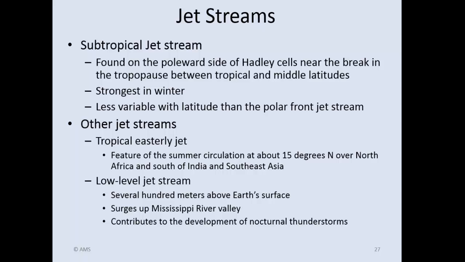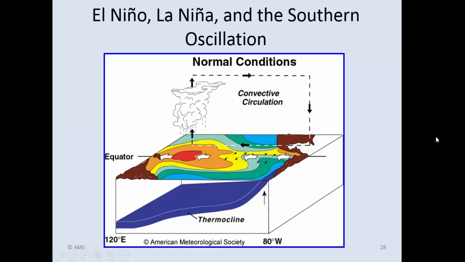Just for your information, we have a tropical easterly jet. You can see this occurs over North Africa for the most part. We have one that's relatively newly discovered, the low-level jet stream, that's occurring only a few hundred meters above Earth's surface in the Mississippi River Valley. And this is not well understood. There's a lot of research going on into this. But this low-level jet stream can feed into a lot of thunderstorms that can develop in the Midwestern part of the U.S. in the summer. So there's a lot of interest in that particular one, the low-level jet.